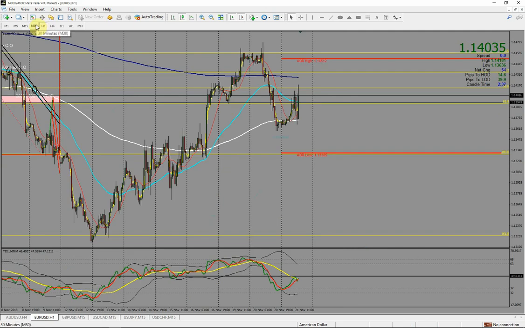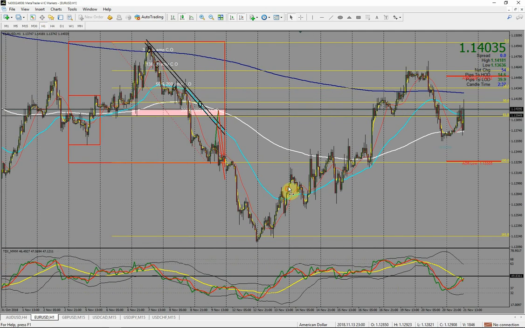Okay, my chart is not updated yet. Oh, but actually it is. So as you can see, it didn't come back there. But we knew that if ever price came back to that level, we were supposed to have taken a short position, because it came to that 200 moving average crossover on 1 hour.